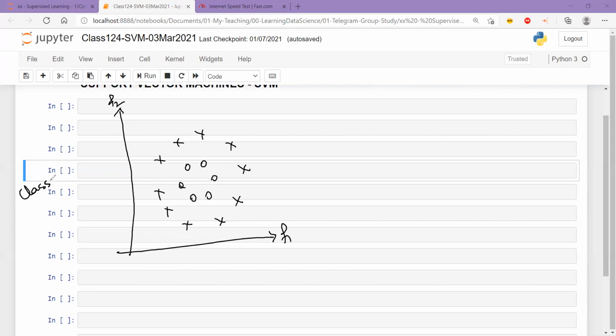So class A, you can say, is marked by the crosses, and let's say class B is marked by the zeros. If this is the case, then how do you find a straight line? Because irrespective of where you plot that straight line or the hyperplane, it will always have 50-50 kind of an accuracy. It will never be even close to 100% accurate. It will always be an average model. So the trick we use here, as we discussed earlier, is also known as a kernel trick.